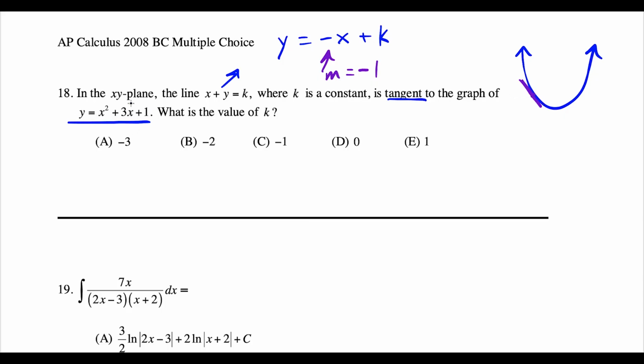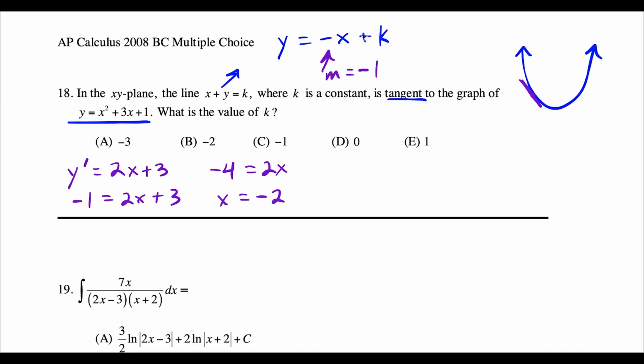So what we're going to do is take the derivative of this equation, because the derivative y prime is going to tell you the slope at any location. So the derivative is 2x plus 3, but we want to know when exactly the slope or derivative is equal to negative 1. So set the derivative equal to negative 1, and we get 2x plus 3 equals negative 1, and now just subtract 3 on both sides. You get negative 4 equals 2x, which gives you x equals negative 2.